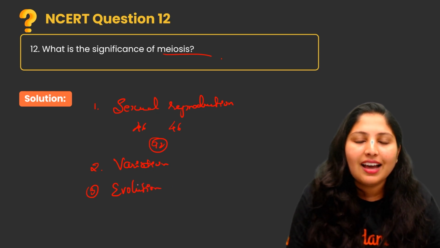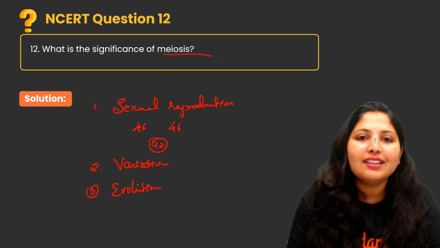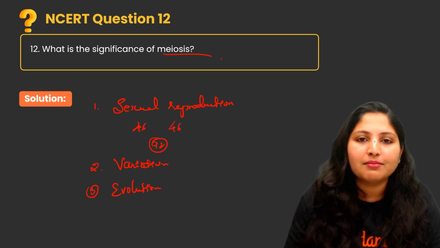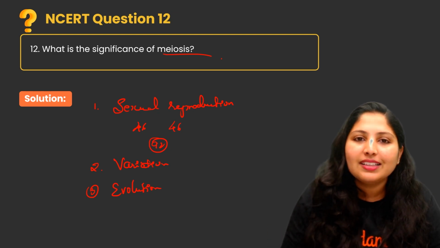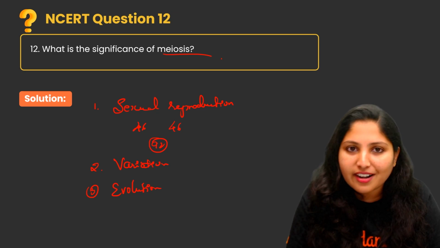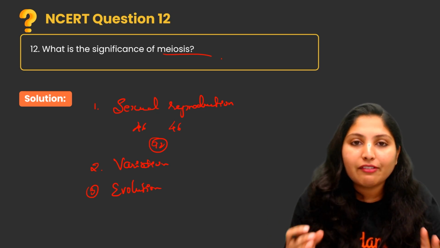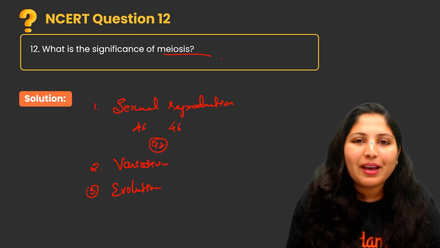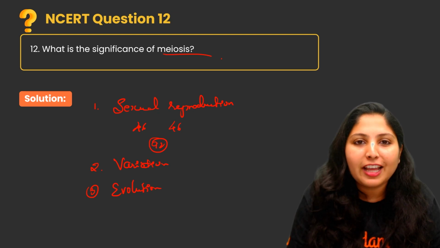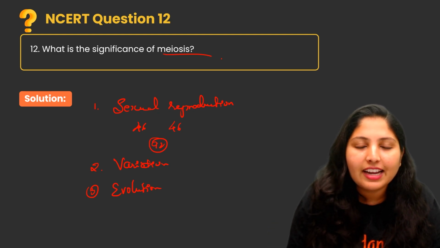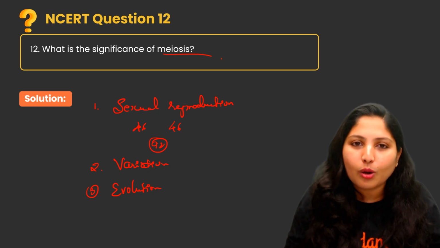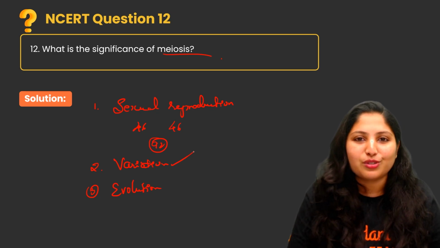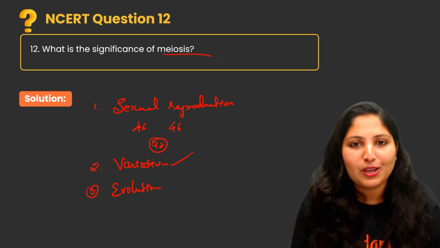Evolution means a gradual change in the genetic material, so that leads to changes in the organism. Monkey to man, you have come across, right? So that is evolution. Evolution happens very slowly. Monkey to man did not happen in just a day or a year; it took several thousand years. So that is known as evolution. Variation leads to evolution. So this is the significance of meiosis.